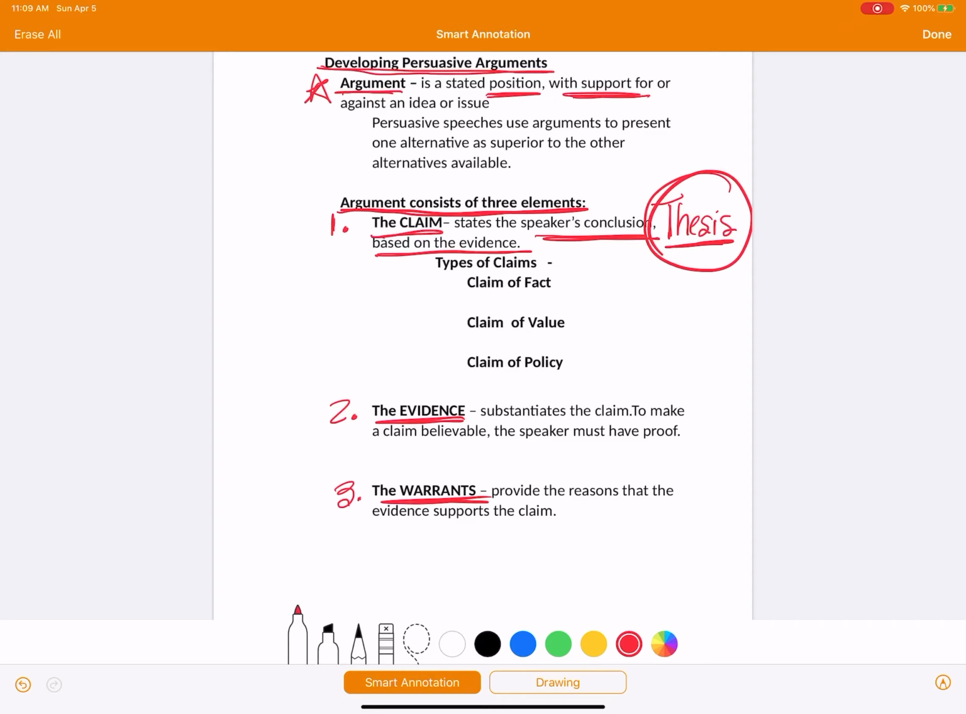Now, there's 3 types of claims. This is on page 256 in your textbook, okay? So, we have a claim of fact. This makes a claim that something is or is not true. For example, my name is Jennifer. Bluebell is a brand of ice cream. Abortion eliminates an entity from a woman's uterus.